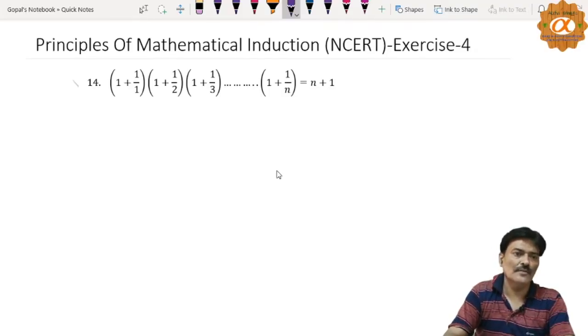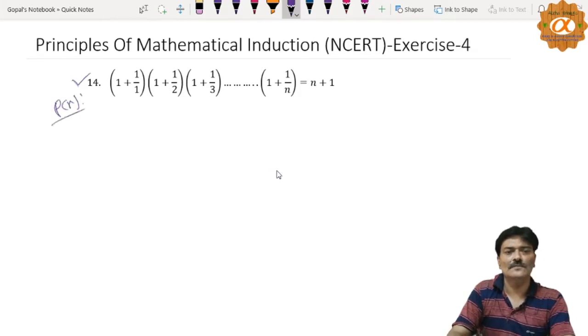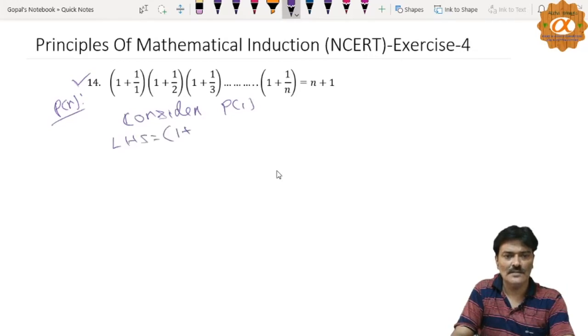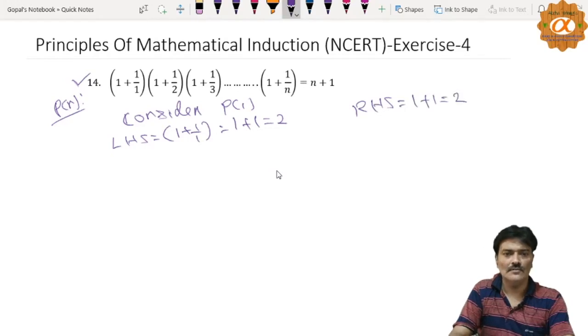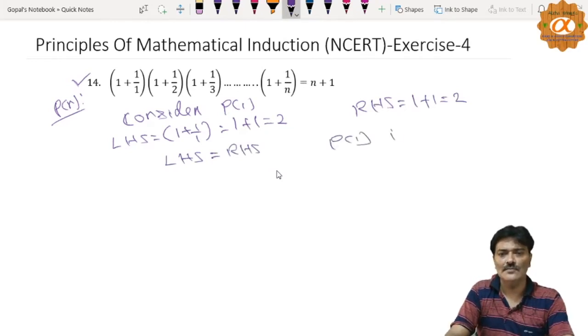Okay, question number 14 now. Statement assumed. Now consider P1. LHS is equal to 1 plus 1 by 1, that is equal to 1 plus 1, and that is equal to 2. RHS is equal to 1 plus 1, that is equal to 2. So LHS is equal to RHS, that means P1 is true.